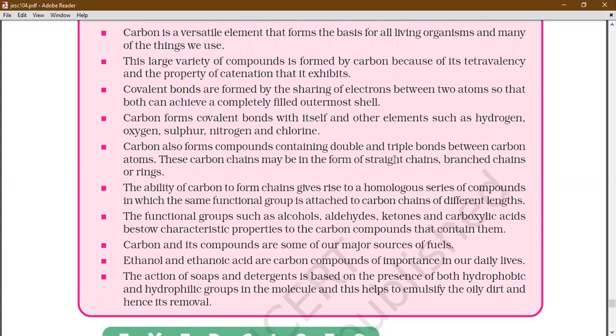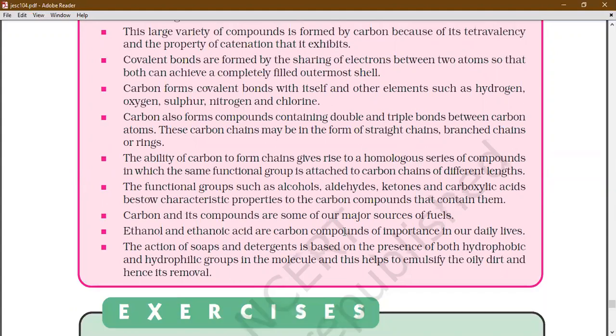Carbon also forms compounds containing double and triple bonds between carbon atoms. These carbon chains may be in the form of straight chains, branched chains, or rings. The ability of carbon to form chains gives rise to a homologous series of compounds in which the same functional group is attached to carbon chains of different lengths. The functional groups such as alcohols, aldehydes, ketones, and carboxylic acids bestow characteristic properties to the carbon compounds that contain them.